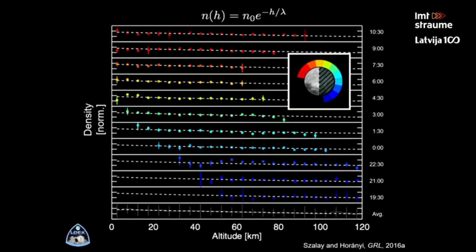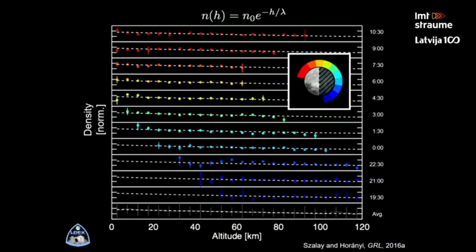And there is a dependence on local time. This is shown here. This is local time, and the density is scaling with the local time. The density actually at the night side is lower. At the terminator is the highest.